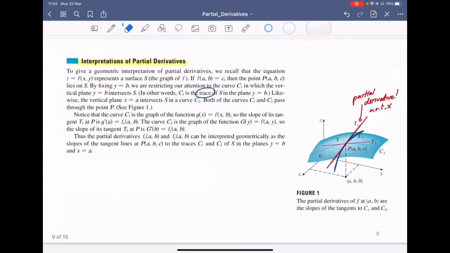So again, for today's content, I want you to get the idea about how to compute partial derivatives using formulas and the definition. All right, any questions?